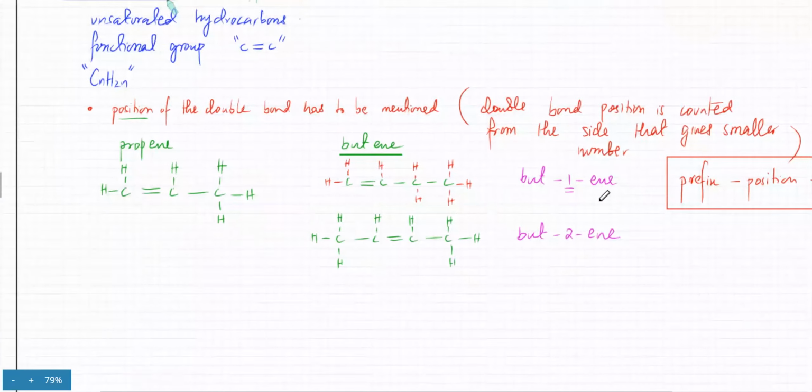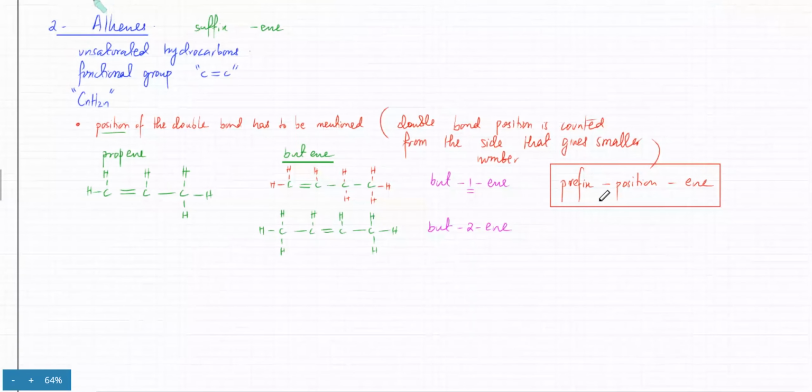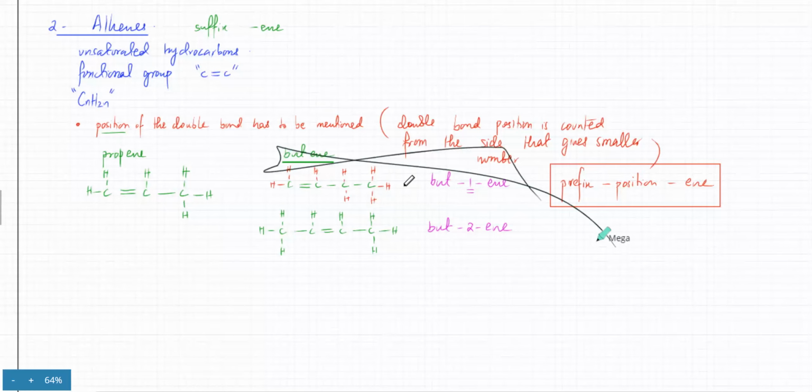Alkenes had a double bond functional group, and the naming was exactly the same except for the suffix being "ene." And the other thing about this was that the position of the double bond has to be mentioned. And I told you that the double bond position is counted from the side that gives the smaller number. So this one is but-1-ene. So you have two options. You can count from the left, or you can count from the right.